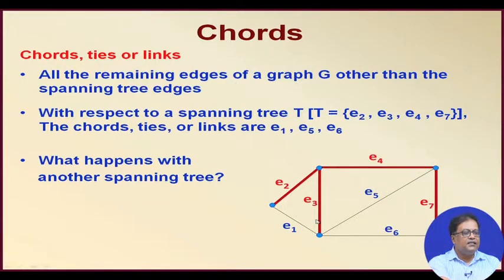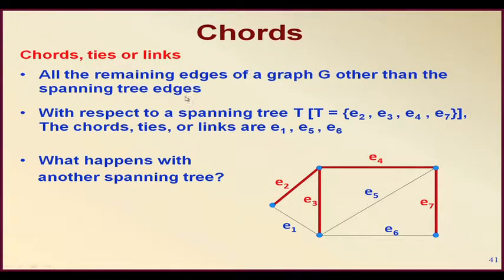All the remaining edges of a graph G other than the spanning tree edges are called chords, ties or links. So here, if E2, E3, E4, E7 is a spanning tree, then E1, E5 and E6 are the 3 chords. And look here, these chords give exactly one circuit with the spanning tree edges. So you take E1, then we get a circuit here, we take E5, we get another circuit here, we take E6, we get another circuit here.